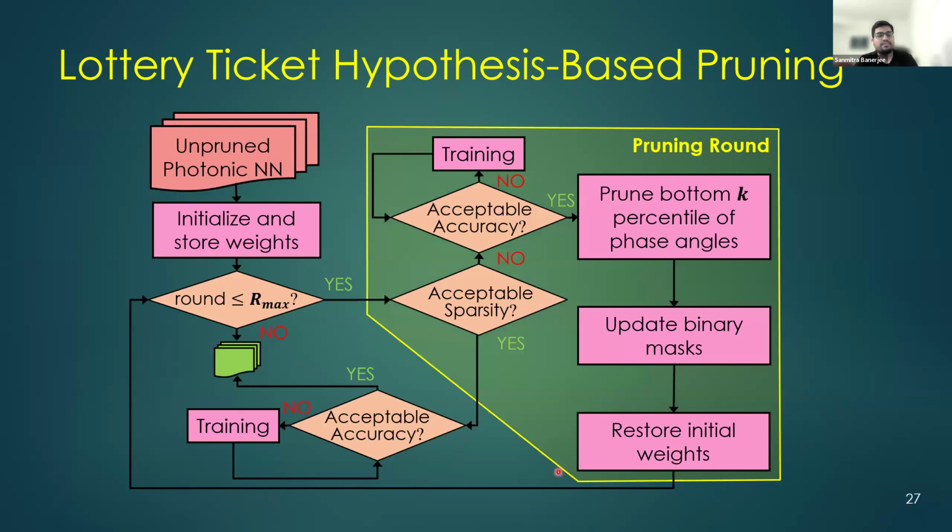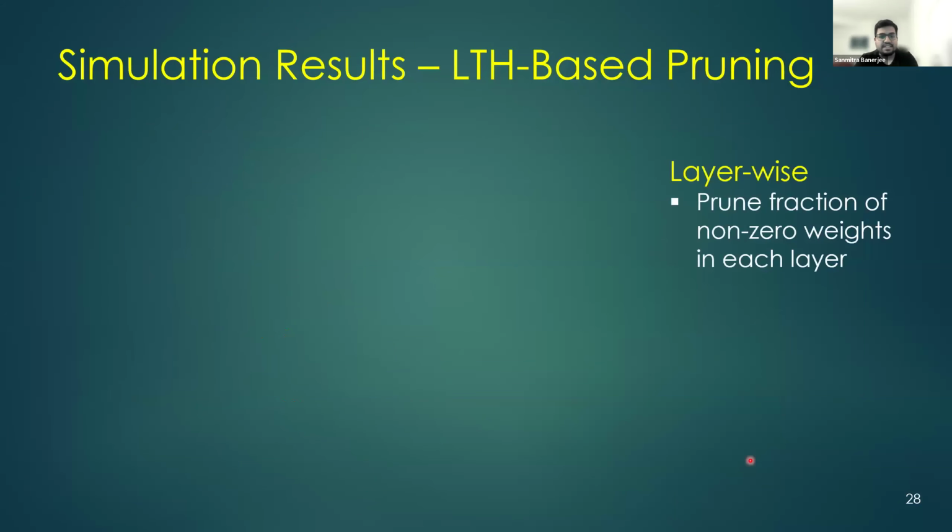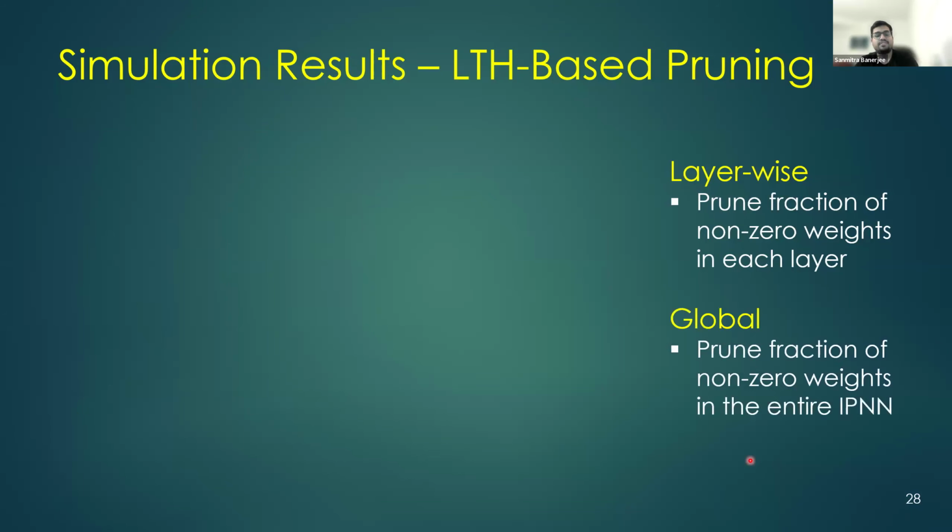After updating the binary mask to make sure that the zero weights are not updated, we restore all the unpruned weights to their initial value. That is essentially the main difference here. And doing that, we again have two different flavors. One is layer-wise, where we prune some fraction of weights from each layer, and a global flavor where we prune some fraction of weights globally. So let's say 20% globally versus 20% in each layer.